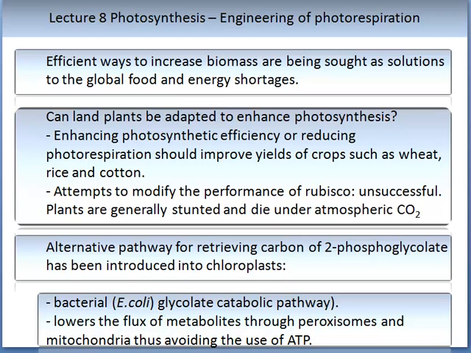Alternative pathways for retrieving carbon of 2-phosphoglycolate have been introduced into chloroplasts. These are via the bacterial E. coli glycerate pathways. This lowers the flux of metabolites through peroxisomes and mitochondria, thus avoiding the use of ATP.